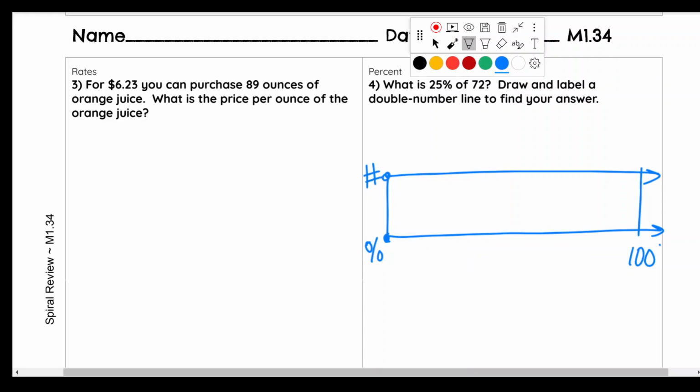On the number line, I have to decide, is 72 a part, a percent, or a whole? And I'm looking for a percent of 72, so 72 must be the whole. And I am looking for 25%. And we've been practicing counting by 10s, 20s, and 25s, so I know that I can count by 25s, 25, 50, 75.